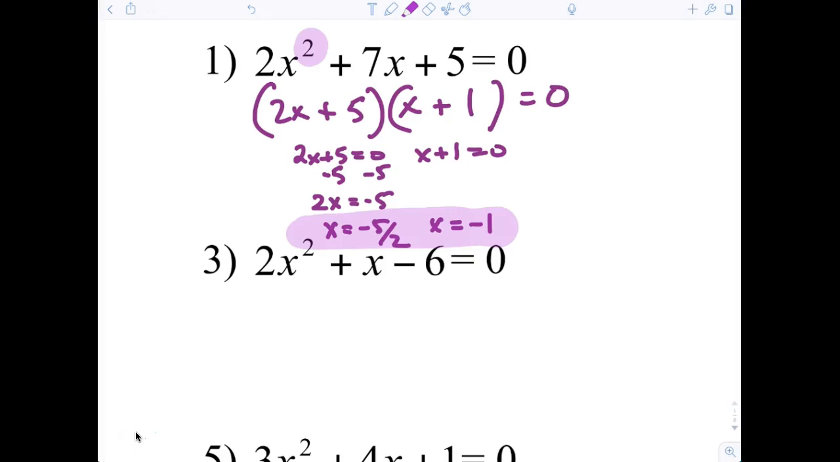Look, if I were to plug -5/2 in here, and I were to plug -5/2 in here, what would the answer come out to be? 0. Thank you. If I were to plug -1 in here and -1 here, what would it be? 0. This doesn't mean plug -5/2 in and -1 in. X can only be one number at a time. Is everybody with me on this? All right, so those are my 2 solutions. Now scroll down to number 3. Let's factor number 3.